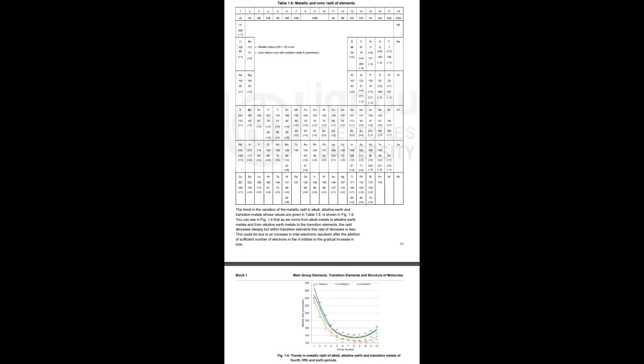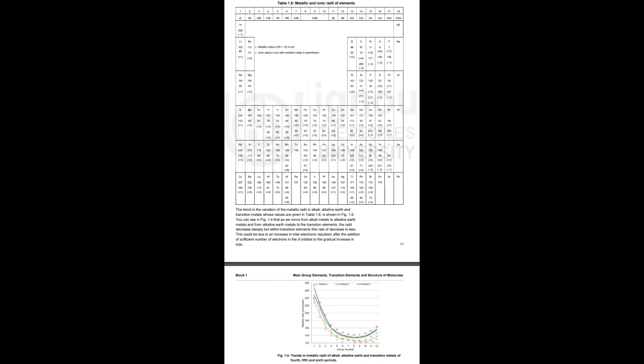Before describing periodicity in atomic radii, we shall first discuss two of the factors which affect them. A. Principal quantum number, n. As the principal quantum number, n, increases, the outer electrons get farther and farther away from the nucleus and hence the atomic radius generally increases.